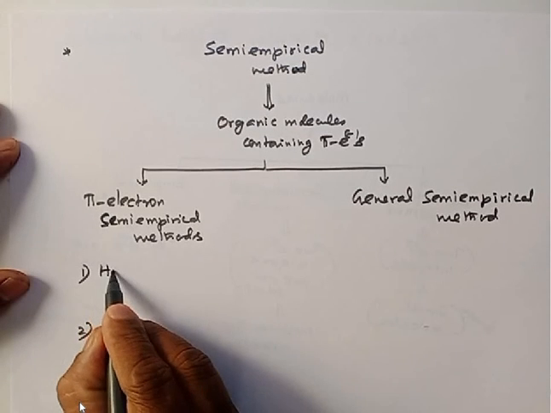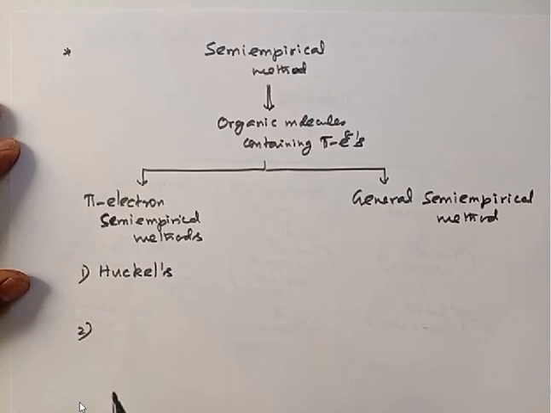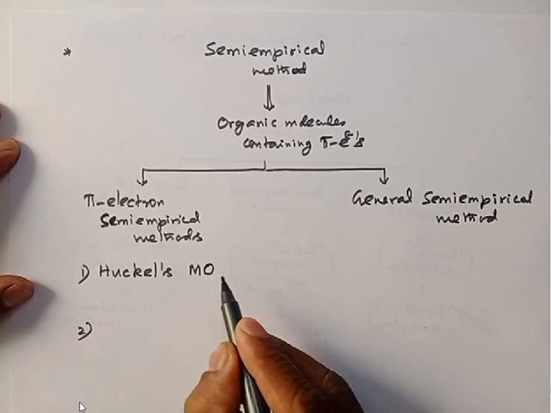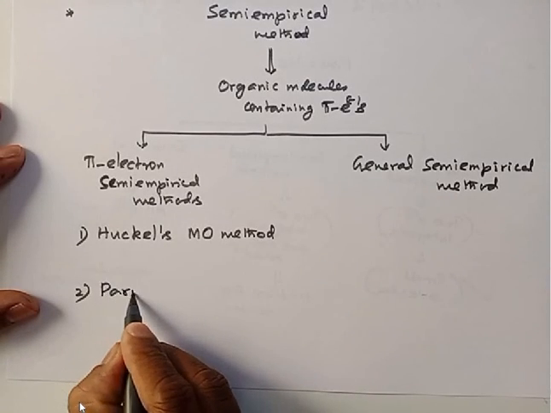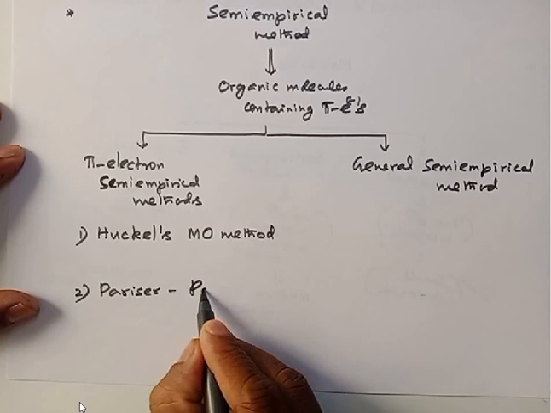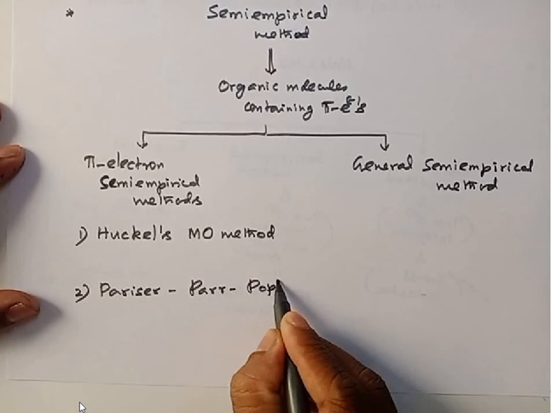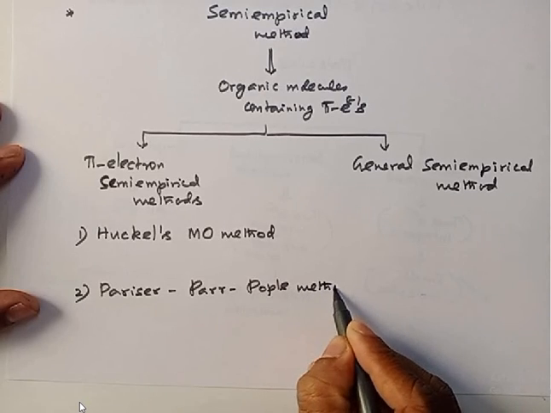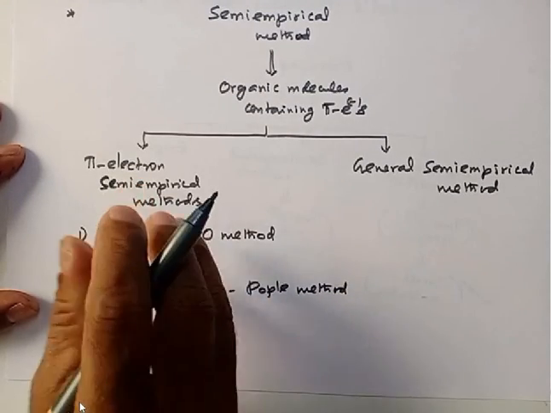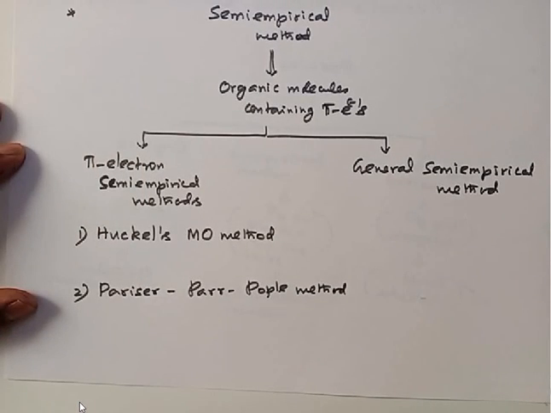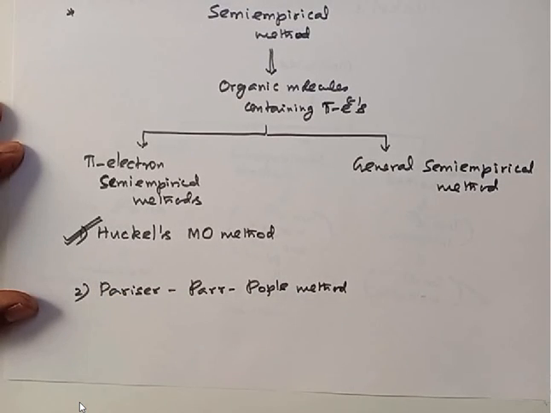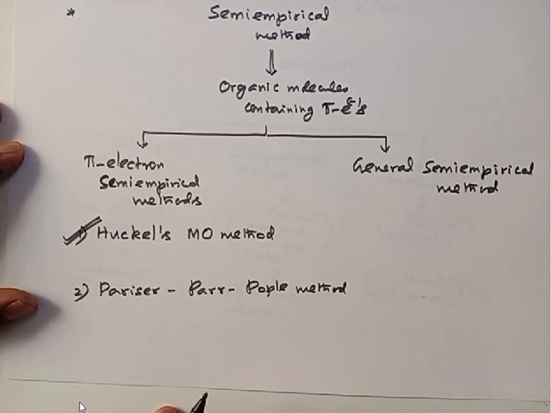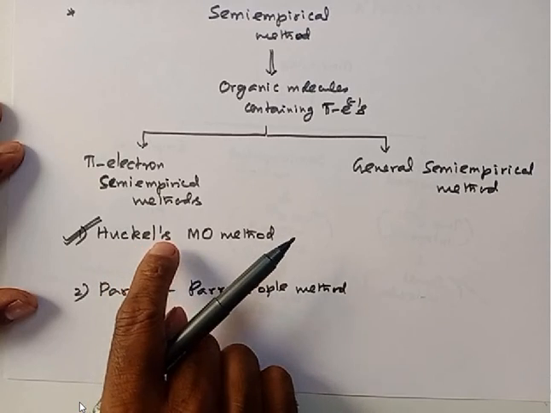Number one, Huckel's molecular orbital method, MO method, and second one, the Pariser-Parr-Pople method. This is another important method available which treats only the pi electrons. What we are going to do here is consider only Huckel's molecular orbital method. We are not going to discuss the PPP method, or triple P method. We are going to focus only on this.